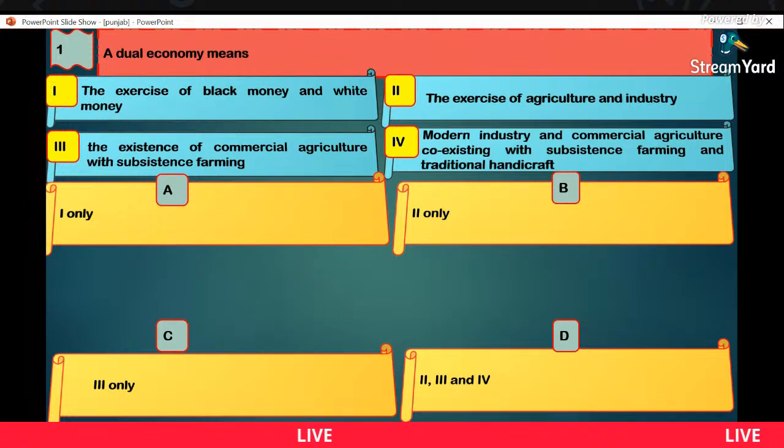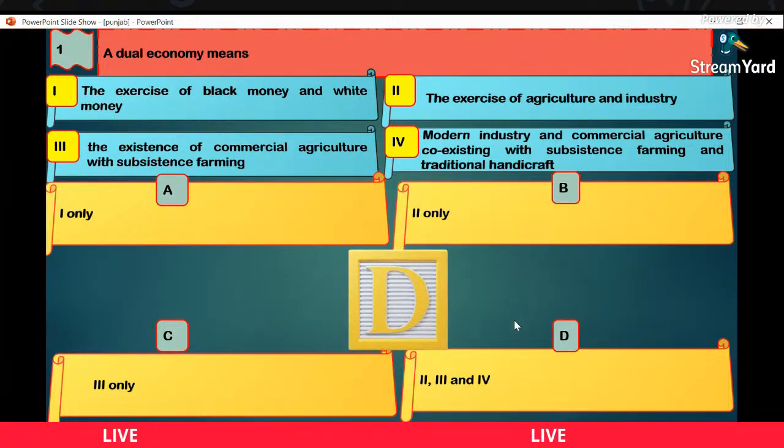So, what is the correct answer of question number 1? In Punjab Judicial Service, there are 5 to 10% questions which are based on GK. Let's see what is the correct answer for question number 1. You can also mention your answer in the comment box. The first question's answer is D: second, third and fourth.